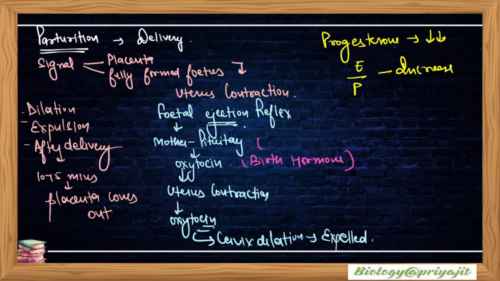During the fetal ejection reflex, the mother's pituitary will release oxytocin, which is the birth hormone. Then it will act on uterine contractions. Oxytocin causes cervix dilation and the baby is expelled.